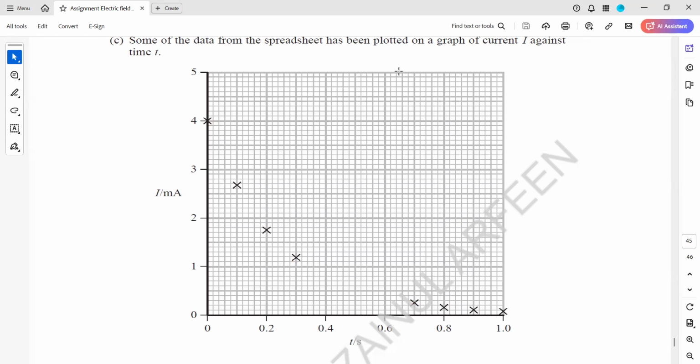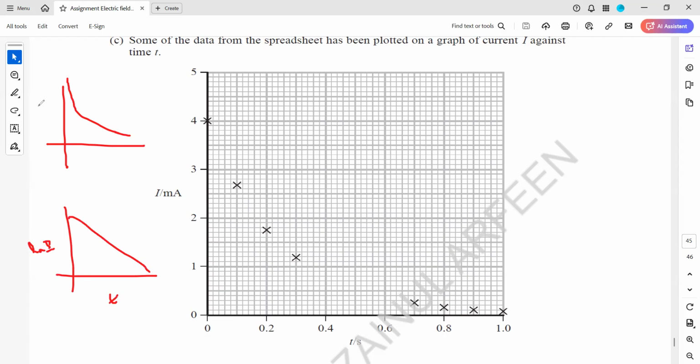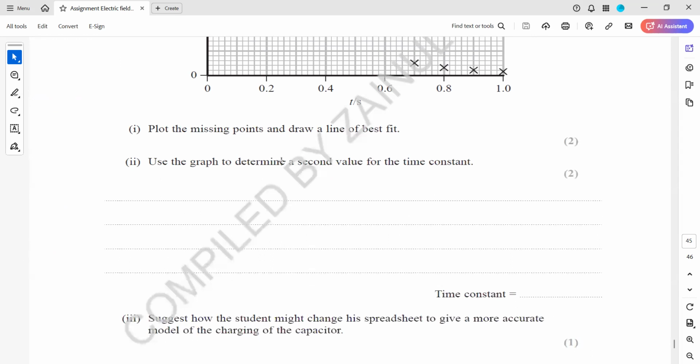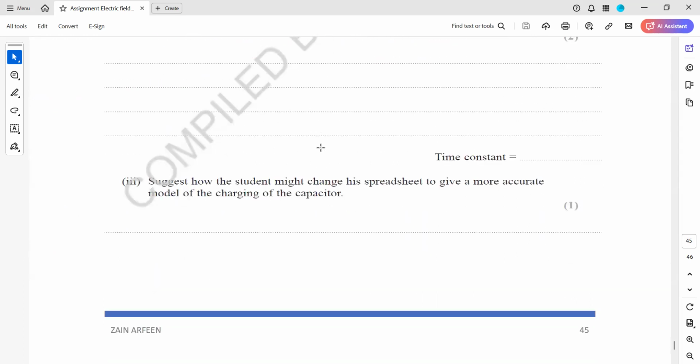How do we know whether to draw a line of best fit or a curve? It is charging and discharging, so it's always an exponential graph, always a curve. If it was ln I versus t, then it would be a straight line. But if it is I versus t, then it will be a curve, an exponential change. Same thing if it is a voltage or current graph for a capacitor, it will be a curve. But if it was ln V versus t, then it will be a straight line. So charging and discharging of a capacitor is always a curve, an exponential change.